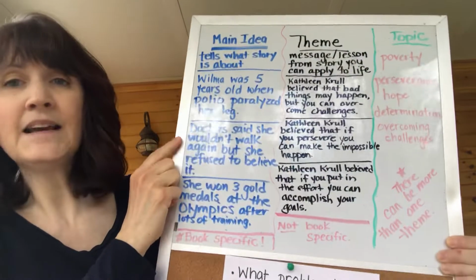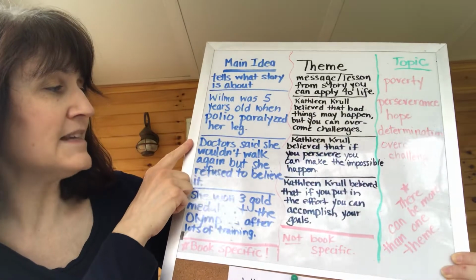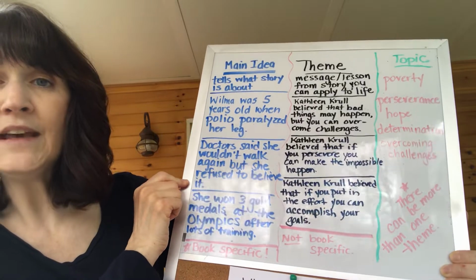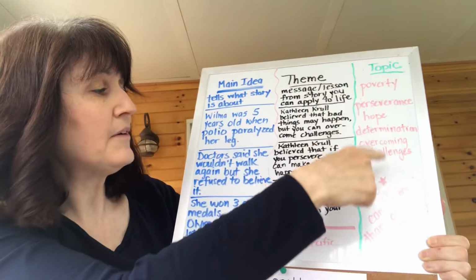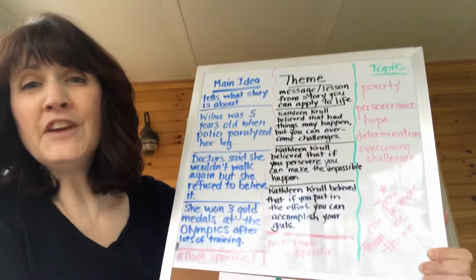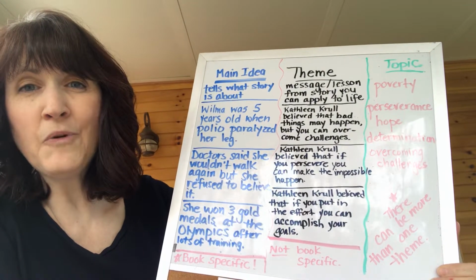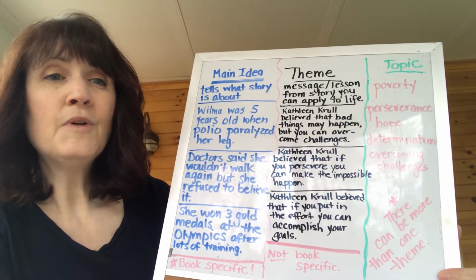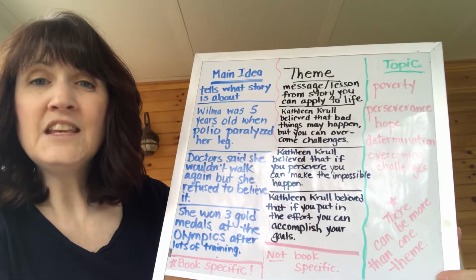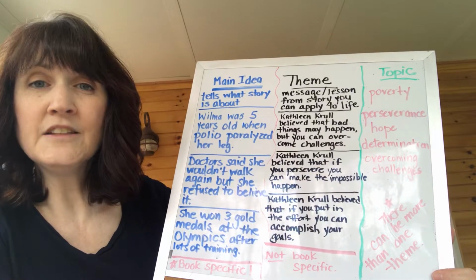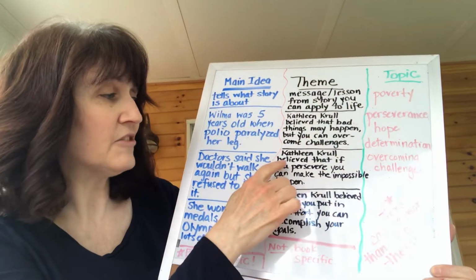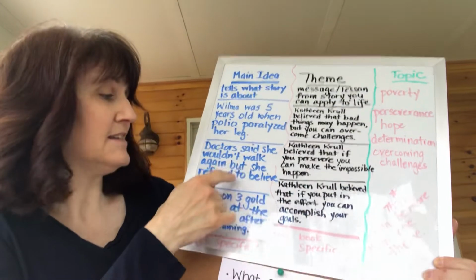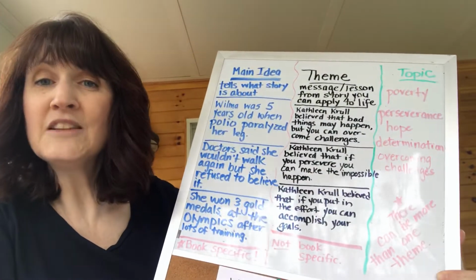My next main idea that I could come up with for our story is doctors said she wouldn't walk again. She refused to believe it. So again, if I'm thinking about over here, that has to do with perseverance. I know it's a big word you may not have heard before, but it's a good one to know. So many times in books we read, we have characters who just never give up. They just keep on going even when things get really challenging for them. Kathleen Krull believed if you persevere, you can make the impossible happen. The doctors were saying she would not walk again, but she was able to.